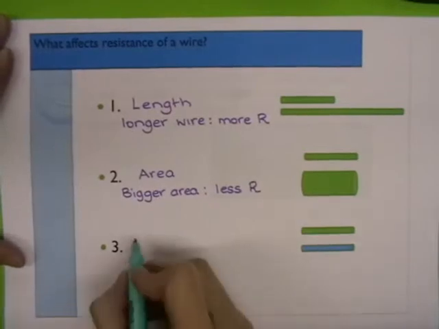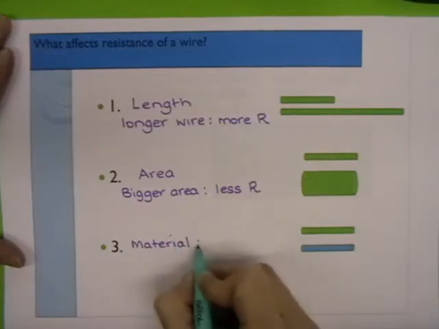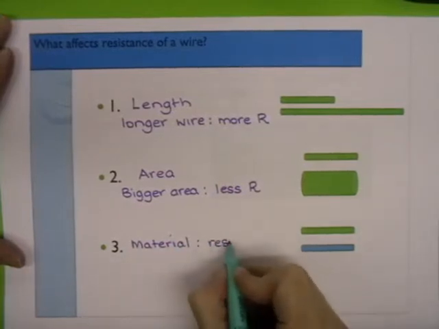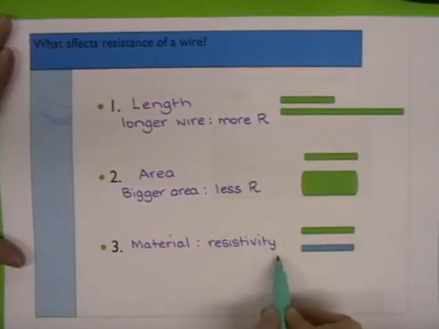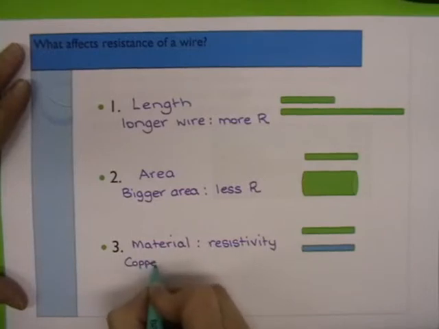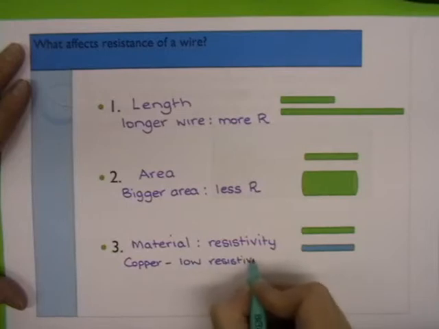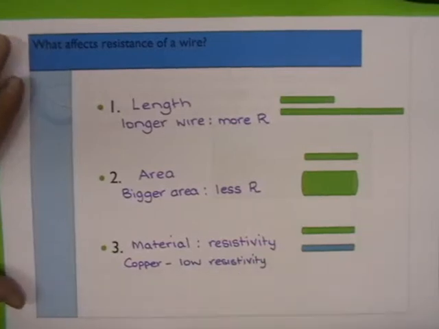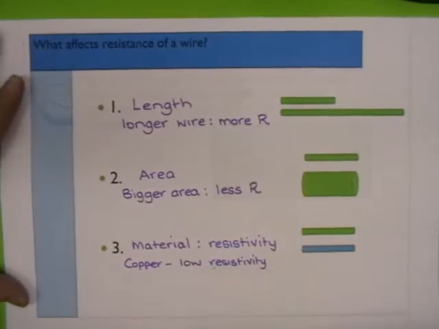Number 3 then is the type of material that you use. All materials have a property associated with them called resistivity. You may not need to know this word, but it's a good idea to know the resistivities of certain materials, how big or small they are. It gives you an idea. So something like copper would have a very low resistivity. That means it's got loads and loads of free electrons which conduct current, and they provide very little resistance or resistivity to the flow of current.